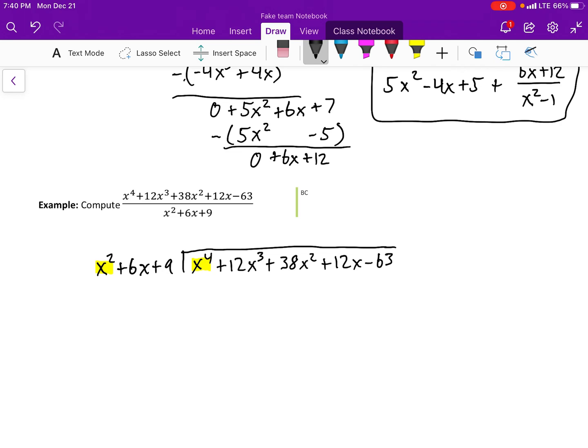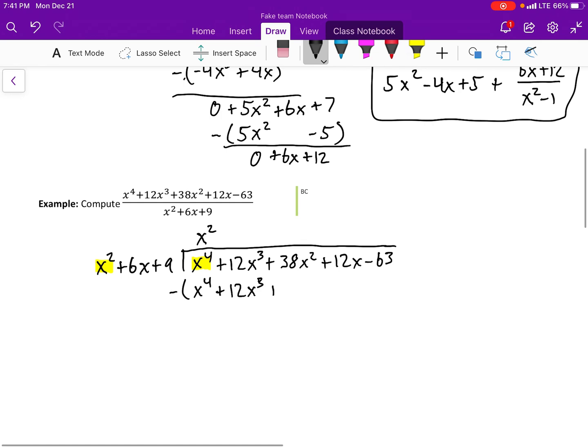So what do I have to multiply by x squared to get x to the fourth power? Well, that's just going to be x squared. If you take x squared and multiply it by x squared, you add the exponents. 2 plus 2 is going to give us 4. So we accomplish our goal for the first step, and then we just have to make sure we carry along and multiply x squared by the rest of our terms. So x squared times positive 6x is plus 6x to the third. And then x squared times 9 is plus 9x squared.